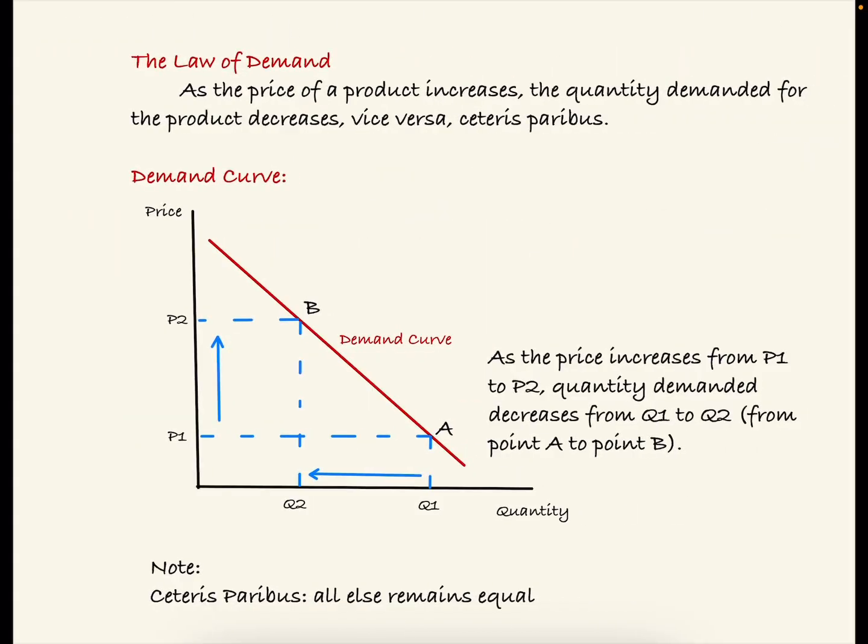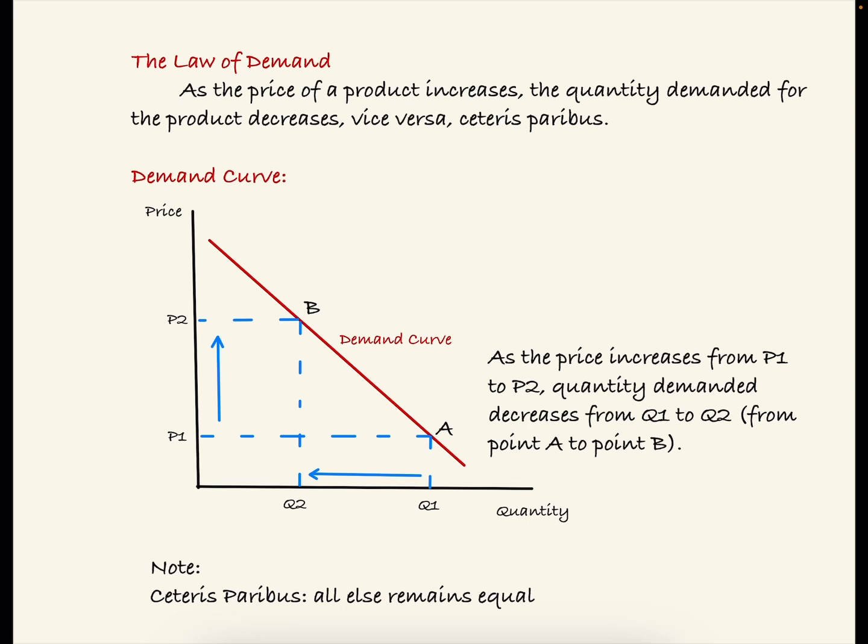Now let's look at the law of demand. The law of demand states that as the price of a product increases, the quantity demanded for the product decreases, and vice versa, ceteris paribus. In the graph below, we can see the demand curve in red.